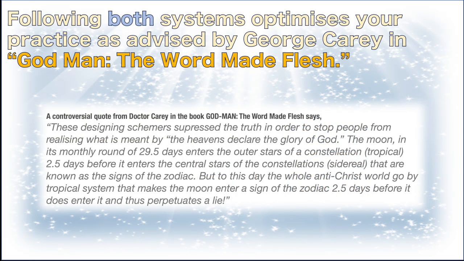It was George Carey in God Man, the Word Made Flesh, that pointed out how important it is to follow both systems, so as to really observe the time change between the tropical and sidereal systems, because the tropical system is arguably a little bit early and the sidereal system is potentially a little bit delayed because of the way that these systems are read. So I will just read that quote for you again in case you haven't heard it.